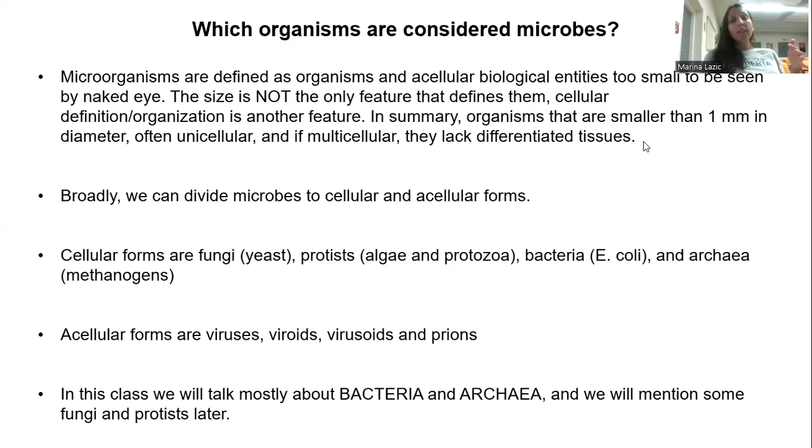Now, broadly, we can divide microbes into cellular and acellular forms, and those acellular forms are viruses, prions, and virusoids, and cellular forms are fungi, protists, and bacteria, and of course, archaea. And in this class, we will talk mostly about bacteria and some archaea, but mostly bacteria. I will mention a few archaea, but in applied microbiology, archaea are not very useful. They can be interesting from some points of view, but not from the point of view of applied microbiology.